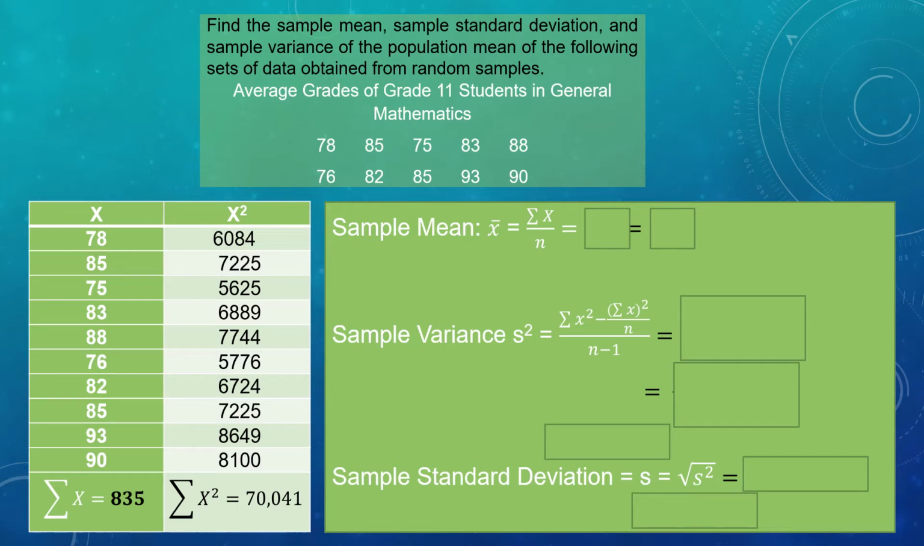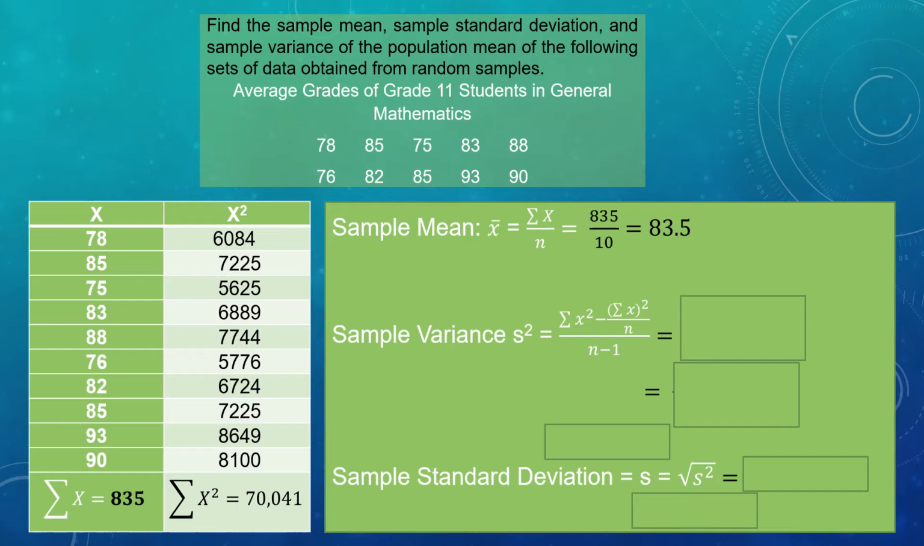Our summation of x is 835. So instead of writing summation of x, you're going to write 835. And our n is equal to 10. By substitution, it will be 835 over 10. 835 over 10 is equal to 83.5.